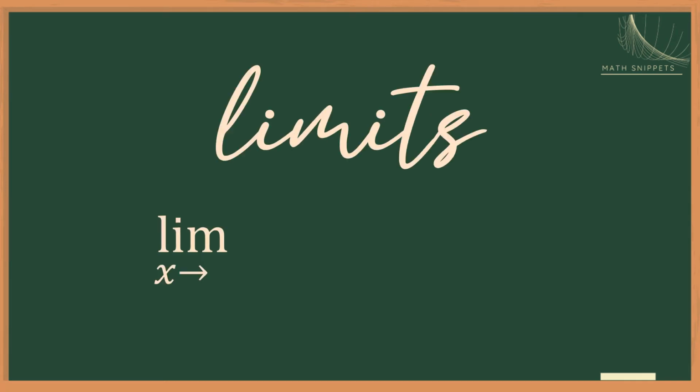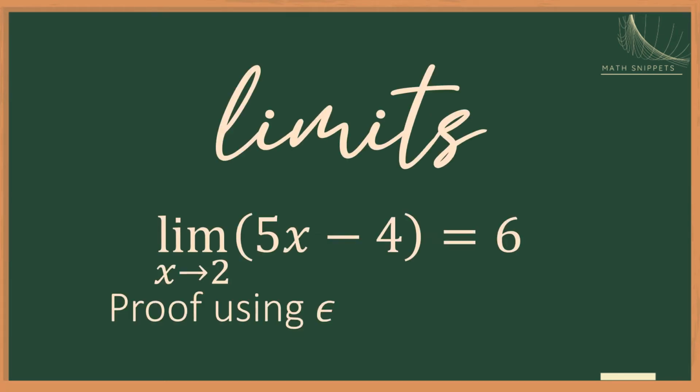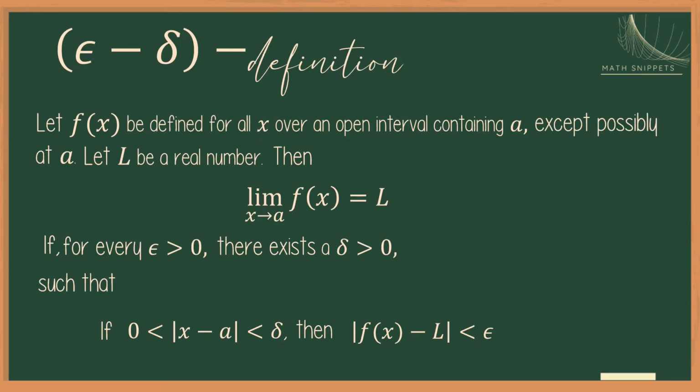Let's work on an example using the epsilon delta definition to prove the limit of a function. For this case, the function is 5x minus 4. We want to show that the limit of 5x minus 4 as x approaches 2 is indeed equal to 6 using the epsilon delta definition. So let's recall the epsilon delta definition.